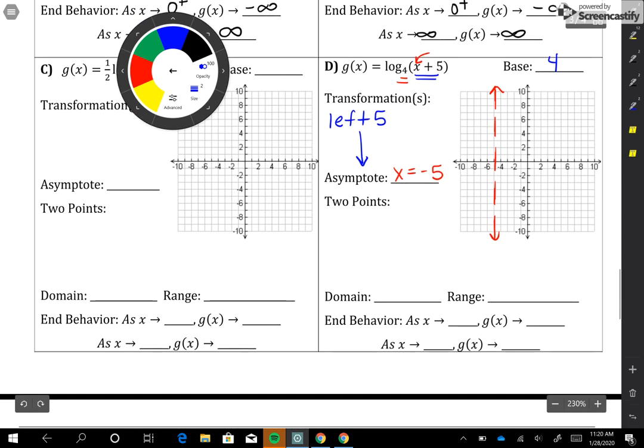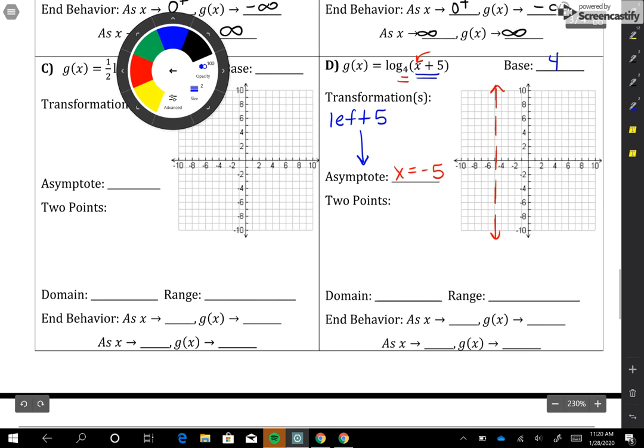But the thing about letter D, if I put a 1 in for x, I would actually be taking the log base 4 of 6, which is not something we can do in our head. So the goal is to pick an x value that would result in taking the log of 1. So I'm going to take some x value and add 5 to it. What number could I put in there that when added to 5 gives me 1? Well, that would be negative 4.